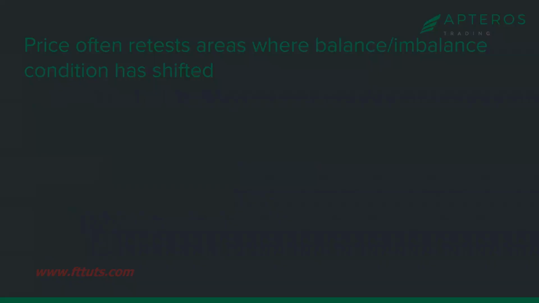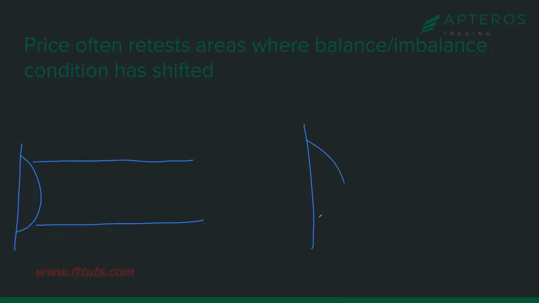Price often retests areas where the balance or imbalance condition has shifted. So we could take the first example I showed you a second ago, and let's also do the second example. One was the traversal of balance, and one was going imbalanced. The first one is we hold back in here, we get the retest, and then we go to the other side. A lot of times when you break out, what happens? We come back and we retest, and then we continue.